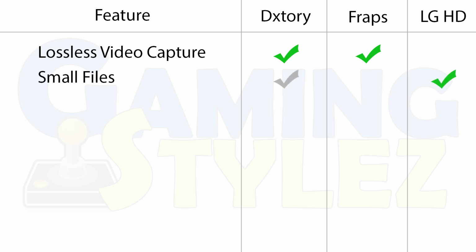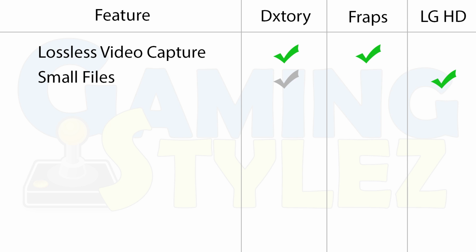So basically, this feature just means that the product has the capability of recording small video files. Now, the Live Gamer HD, this is where it excels, because it uses the hardware encoder to compress your video, of course at the expense of video quality, but it lets you record a lot more video on your hard drive. Now, Dxtory is great on this feature because it's sort of partial support.